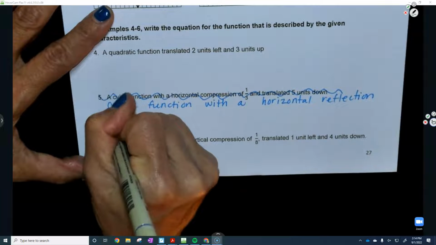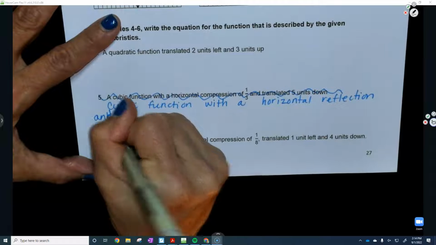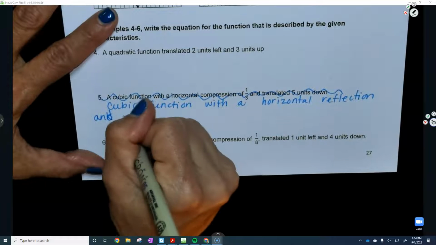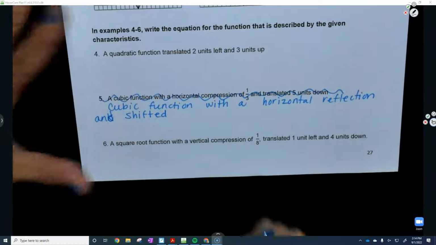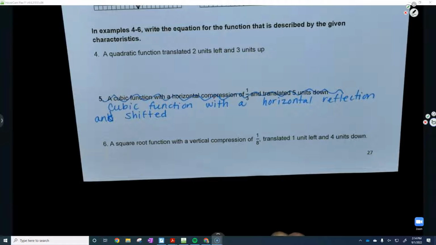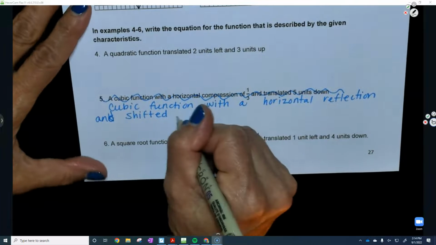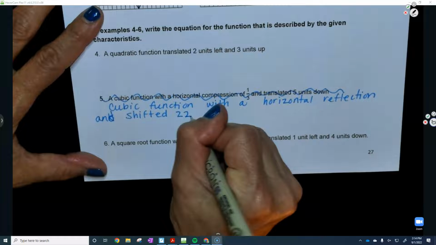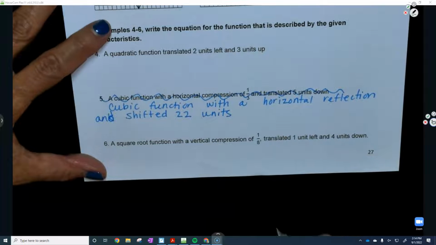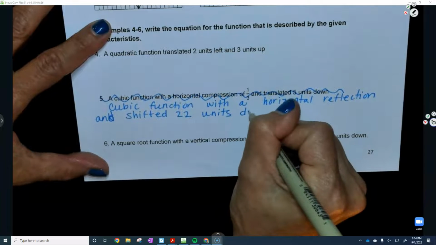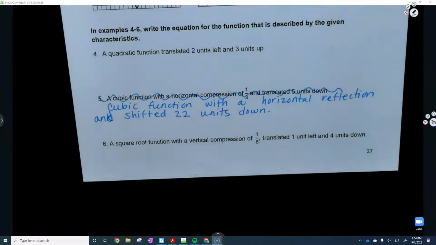and shifted. I don't know. Somebody give me a number. 20. Let's do 22. Shifted 22 units up or down? Down. Okay. We all are negative Nancy's. Down, down, down.